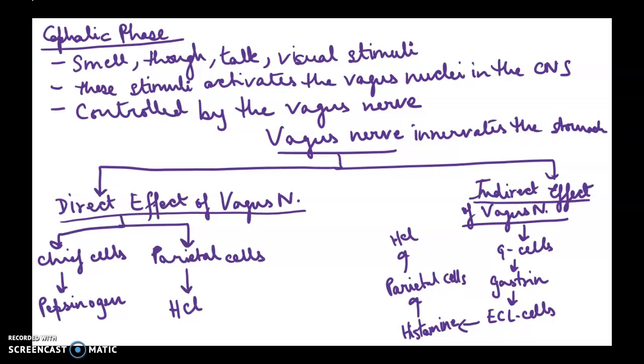And indirectly, the vagus nerve can stimulate the G cells to produce gastrin, which in turn stimulates the ECL cells, or the enterochromaffin-like cells, to release histamine. The histamine works as a paracrine regulator and causes the parietal cells to release hydrochloric acid. So as we see, the vagus nerve that innervates the stomach controls gastric secretion both directly and indirectly. I want you to know that the indirect effect is more dominant as compared to the direct effect here.